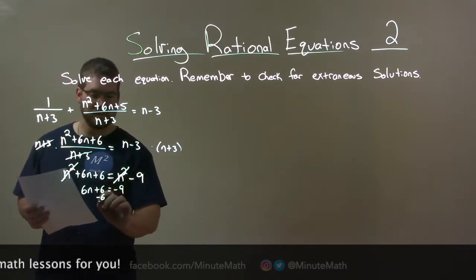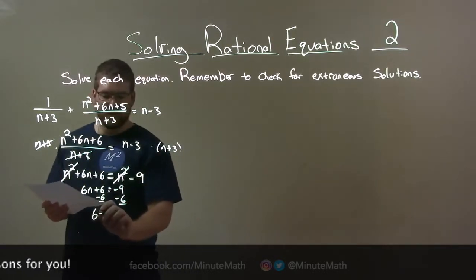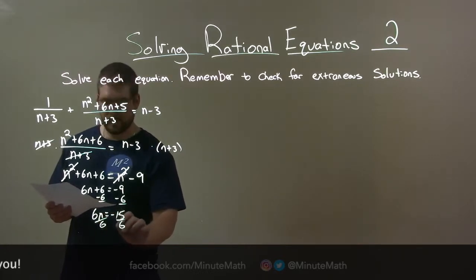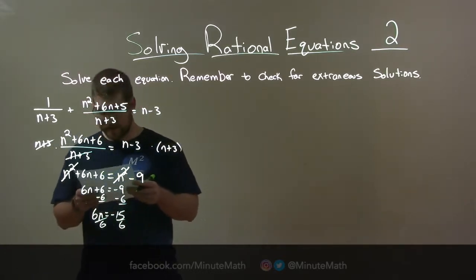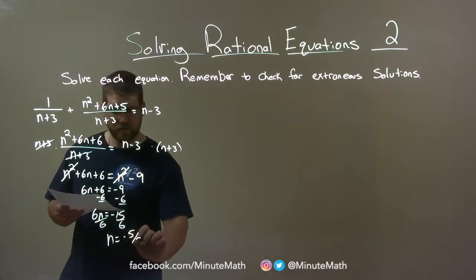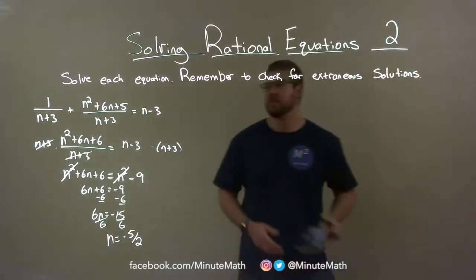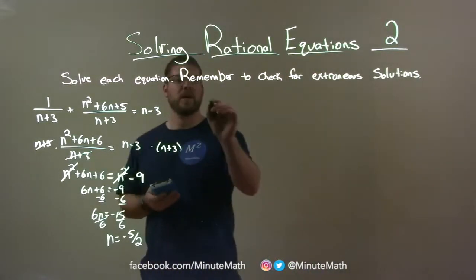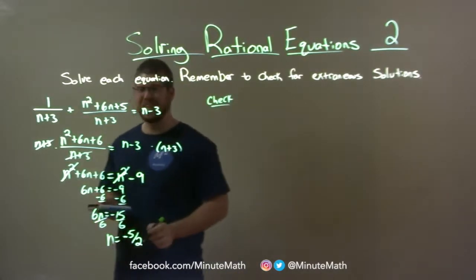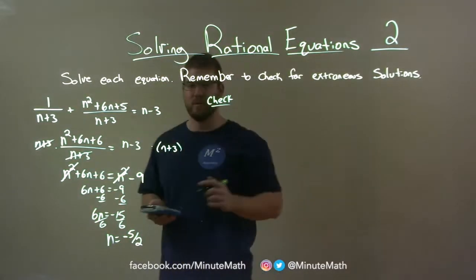Pretty simple. Minus 6 to both sides. Then 6n equals -15, divided by 6 on both sides. -15 divided by 6 simplifies to n equals -5/2. So now they tell us that we should check for an extraneous solution. So we've got to check here, and to do that, we're going to plug -5/2 in for n and see if the left and right hand side are equal in our original equation.